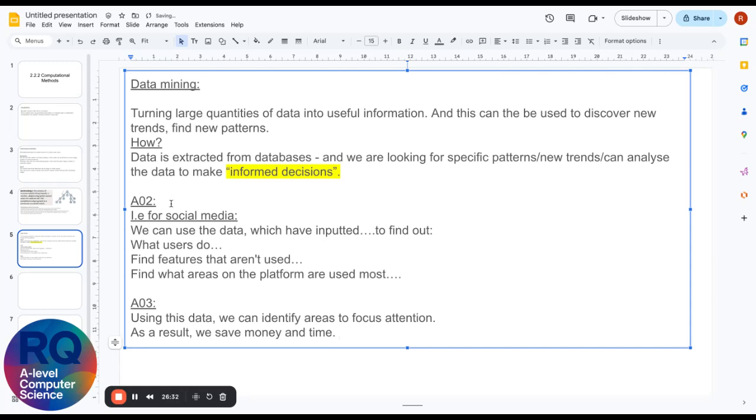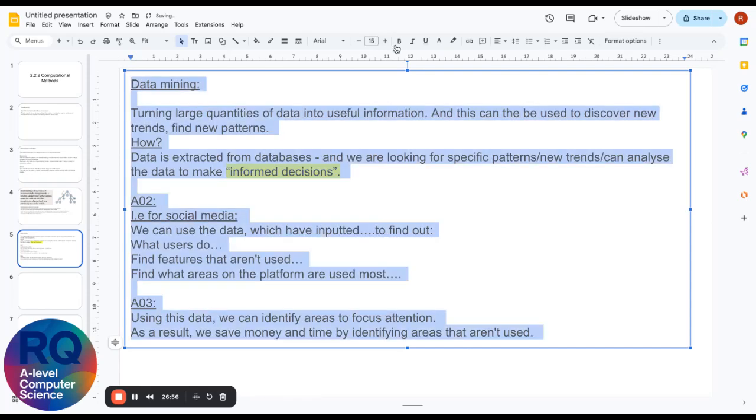So for example, let's just say we're taking this AO2 point where we're finding features that aren't used, and this as a consequence would allow us to save money and time because we are able to identify areas that aren't used. So from a business standpoint, you can maximize your profit here and reduce your costs.